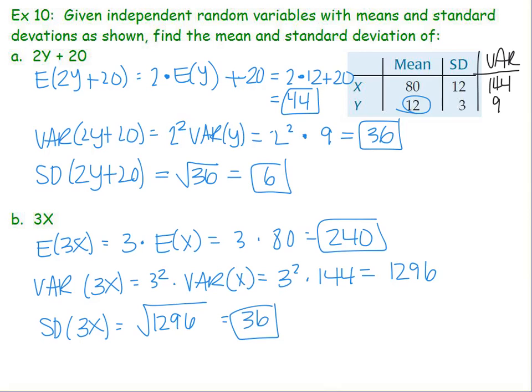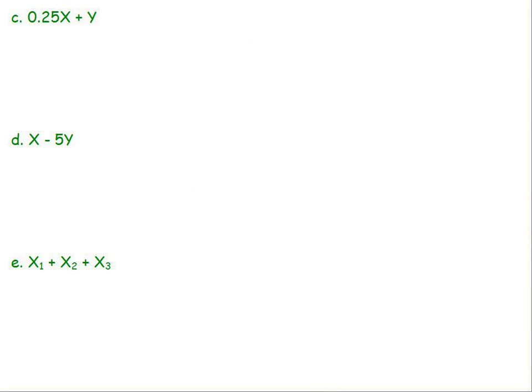And let's keep going. We have 3 more parts. All right. So again, we're mixing in some numbers with 2 different letters now. So let's look first at the expected value of 0.25x plus y.